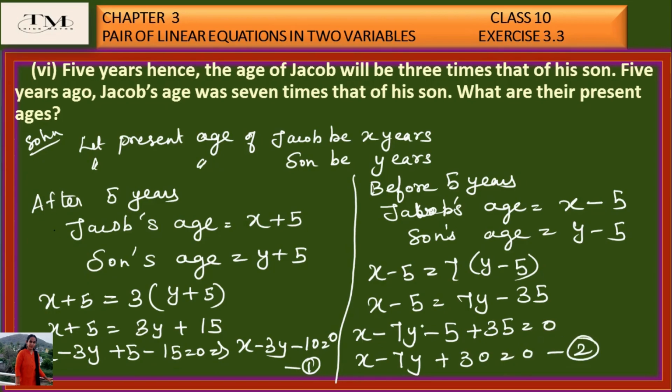So we got two equations. Now we have to solve the equations and find the values of x and y. So let me take a fresh page. So let us write the equations. x minus 3y minus 10 equal to 0. So this is one equation. Another equation is x minus 7y plus 30 equal to 0. So this is the second equation.